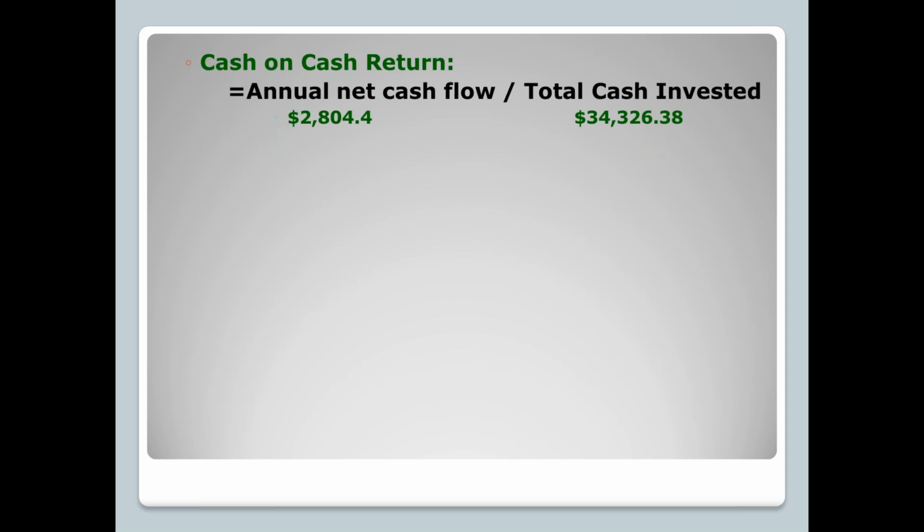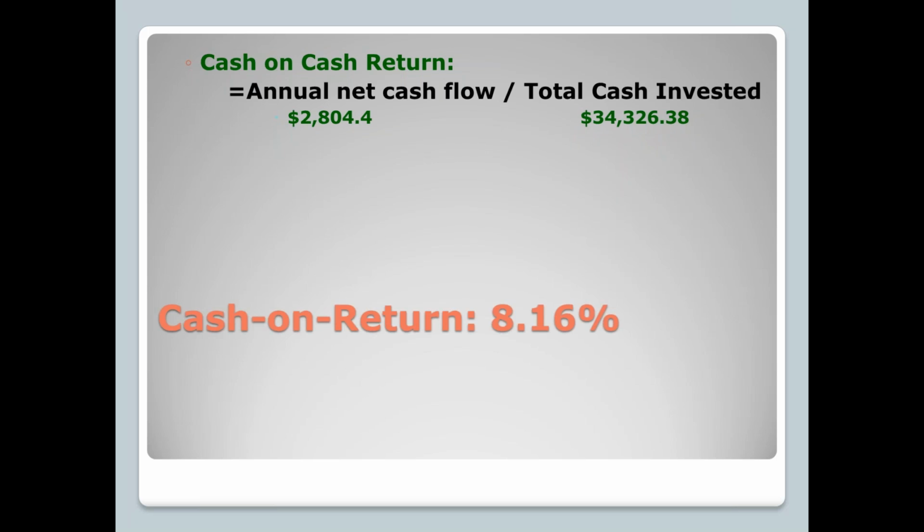$2,804, that's much easier, divided by 34,326. On an annual basis, just off of the income, not including appreciation or principal paydown, we're making an 8.16% return on this property. That's a significantly high cash-on-cash return. I normally see properties between about 4 and 7%, depending on the property class, but 8.16% is significantly high because we're including our maintenance reserves, we're including vacancies, we're not including rent increases, we're including leasing fees. So this is a very, very accurate number.